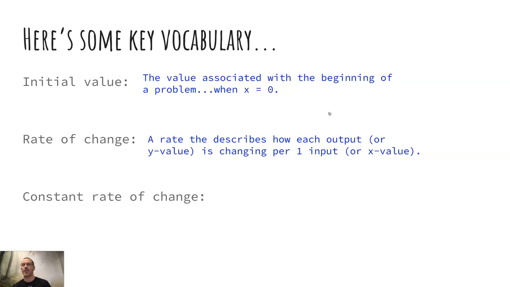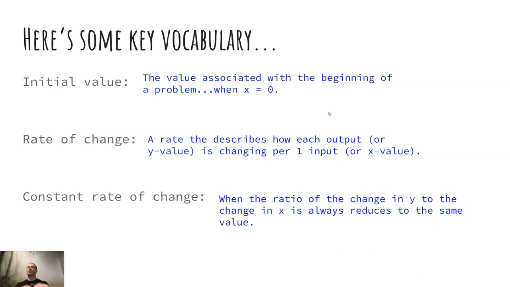Now, we're going to put one word in front of this definition: constant rate of change. So what is a constant rate of change? Well, when we look at those ratios of change in y to the change in x, if they always reduce to the same value, then it's a constant rate of change. Like in our previous examples, it was $30 per 1 month, $30 per 1 month. It never changed. That ratio 30 to 1 was always the same. And that's what we're going to look for when we're looking for linear functions. When I look at that rate of change, I want it to be constant.